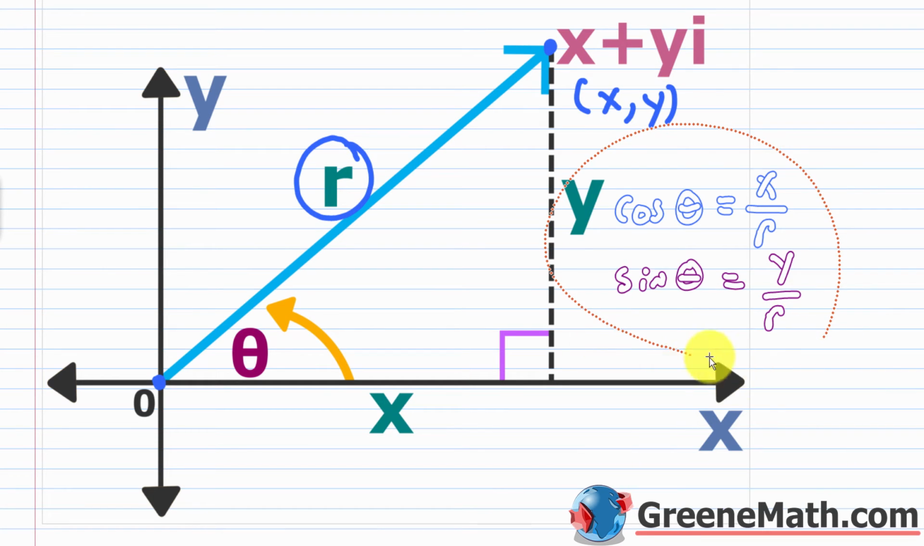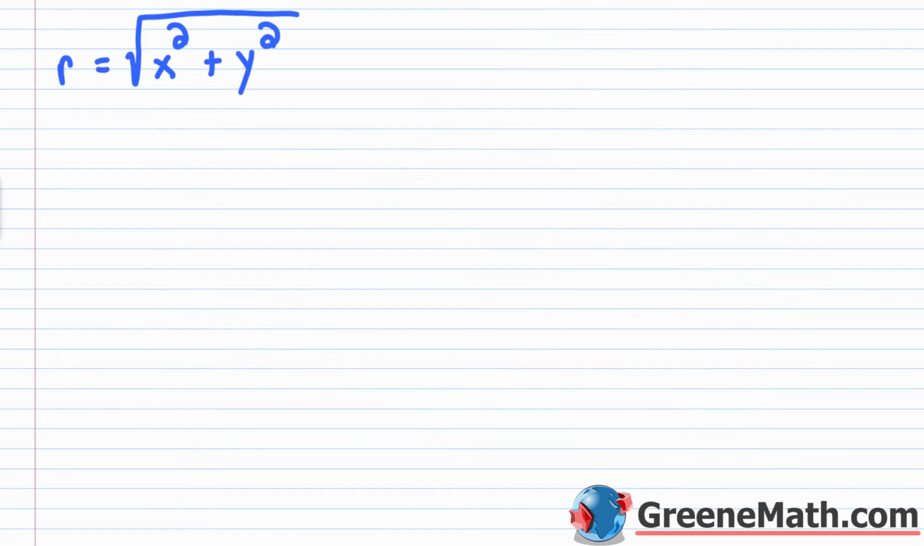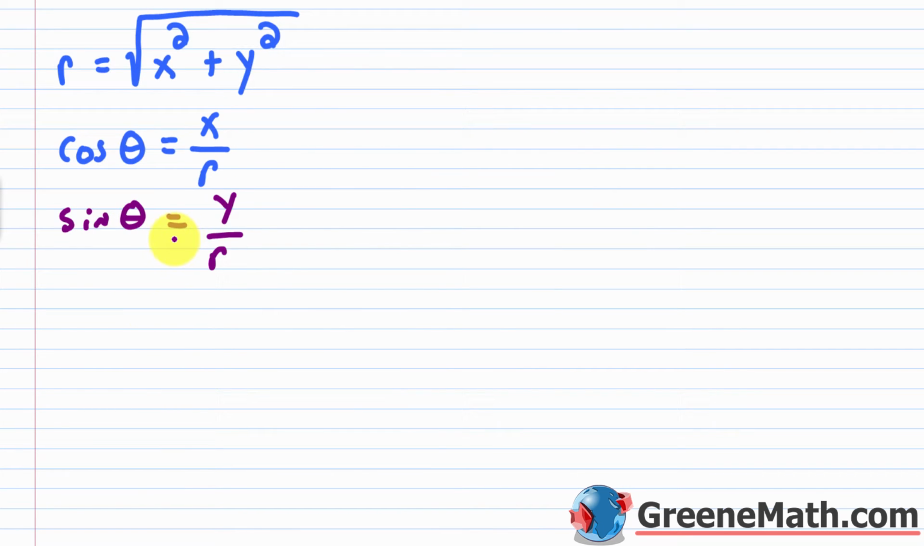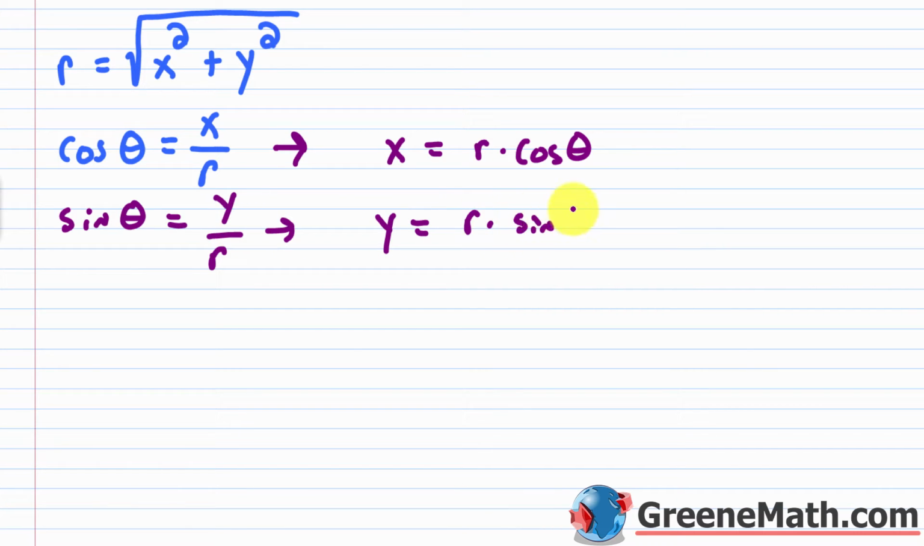Okay, let's grab these and cut these away and paste these in here. Again, we're going to be using this in a second. Basically what I want to do is solve these for x and y. To solve this for x, I would multiply both sides by r, and I would have x is equal to r times the cosine of theta. To solve this for y, I do the same thing. I'm going to multiply both sides by r, so I would have y equals r times the sine of theta. So we're going to use this in a little while.